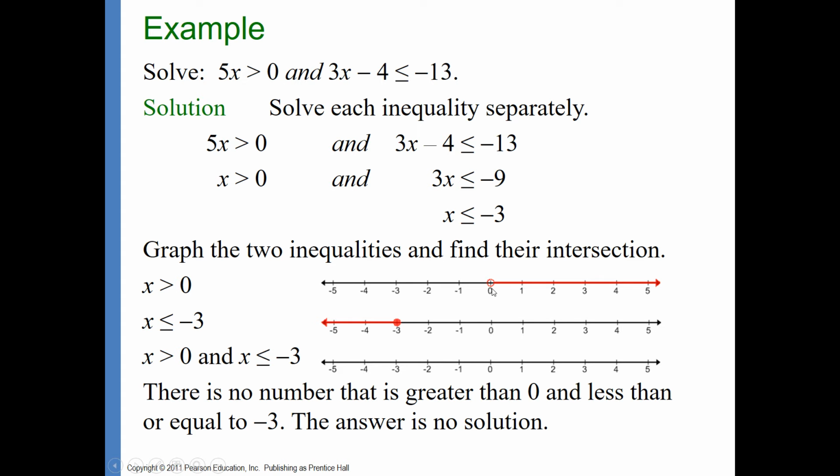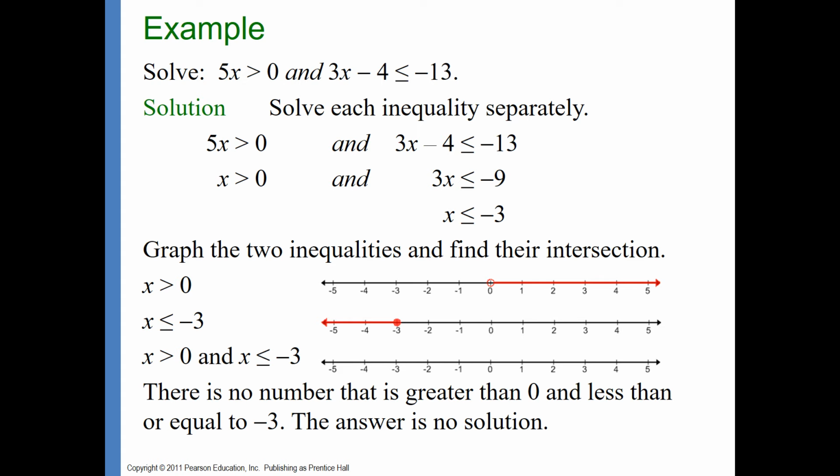First, x is greater than 0. You'll see that here. Open circle at 0, shade to the right. X is less than or equal to negative 3: closed circle at negative 3, shade to the left. So what do they have in common? What shared area do they have? They have nothing in common, so it's just a blank number line. There is no number that is greater than 0 and less than or equal to negative 3. So the answer is no solution here.